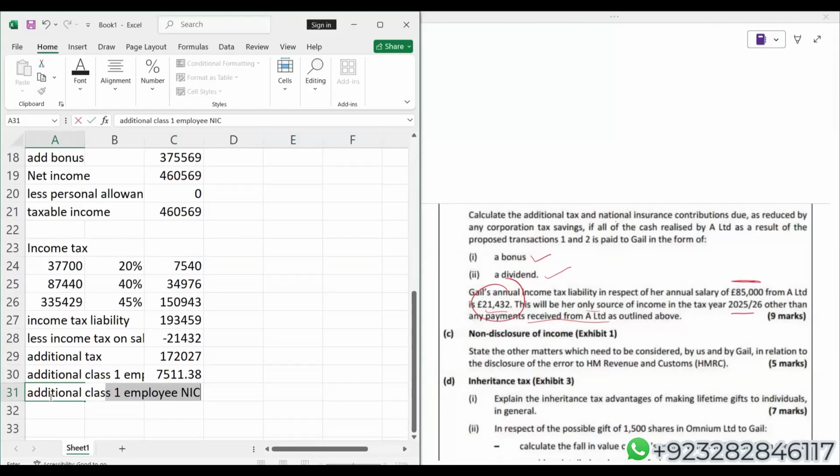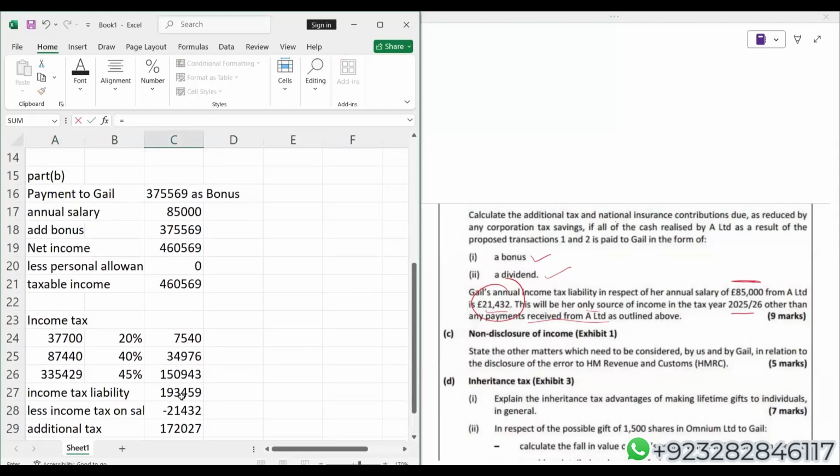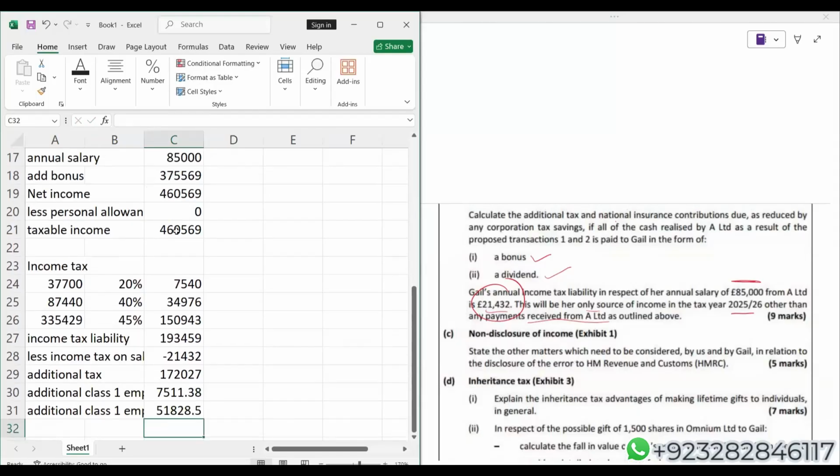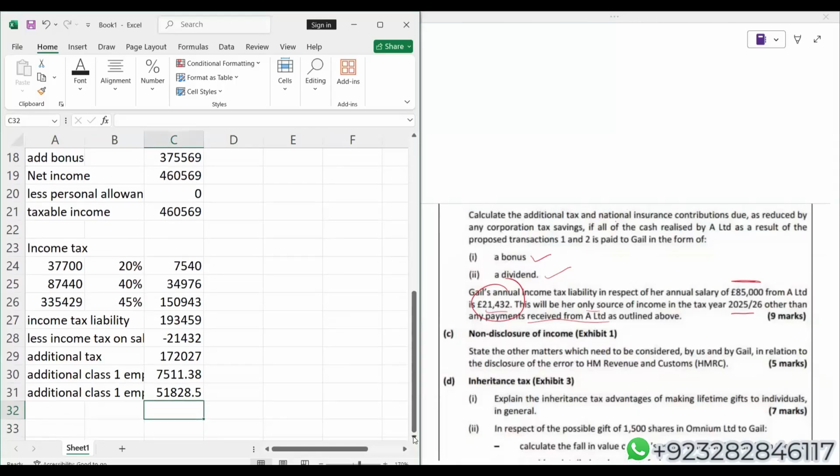Additional class 1 employer NIC. Again, we'll take the bonus value. Bonus value is this. Multiply by 13.8%. Now listen carefully. When an organization is going to make bonus payment to Gail, of course, that bonus payment is going to save the corporation tax, number one. Number two, on class one employer NIC, corporation tax will also be saved.